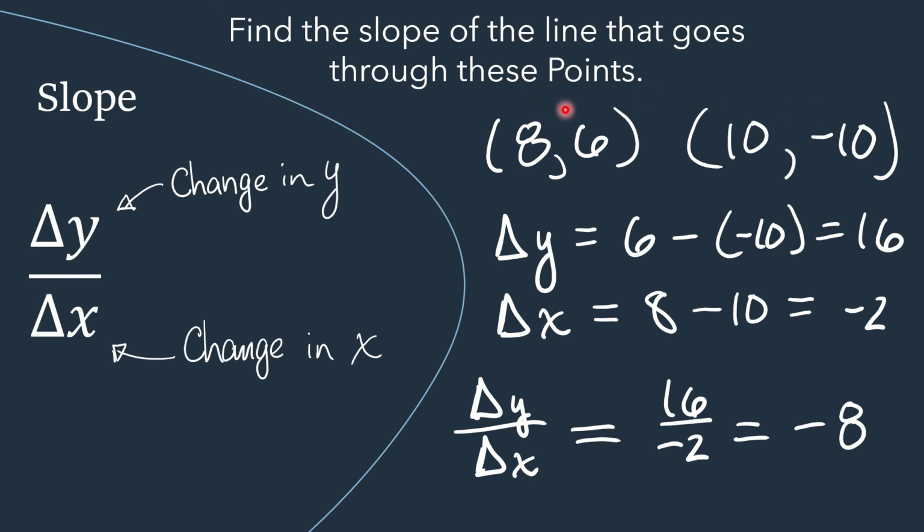So I expect to see this as down 8 over 1. So every single time x increases by 1 unit, y is going to go down by 8 units.